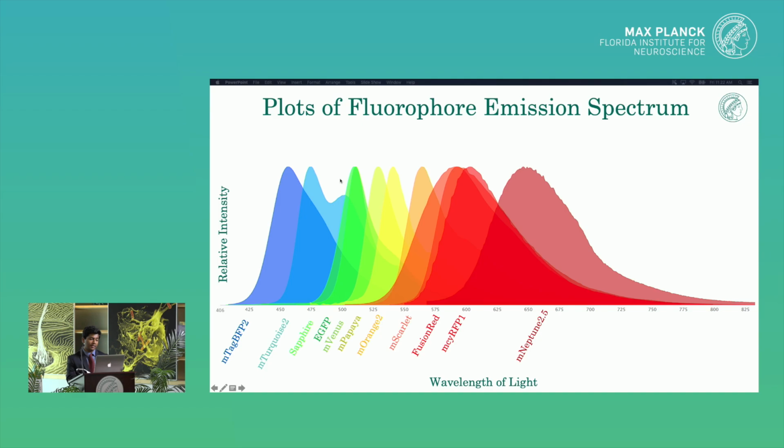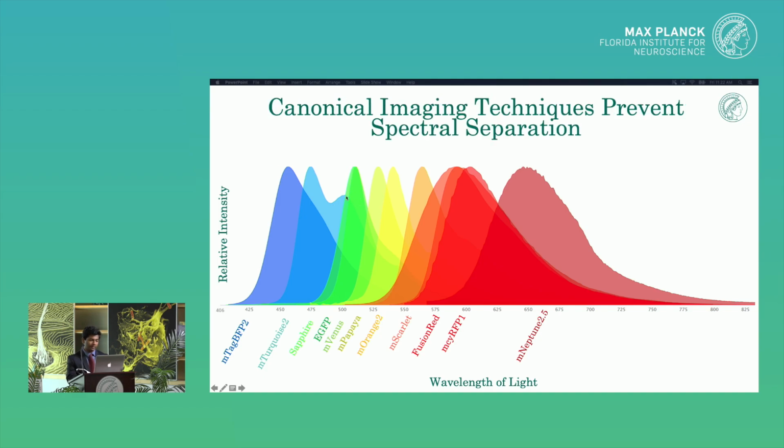But the problem here is that we have overlapping spectrums. We can see here, for example, sapphire and EGFP are essentially overlapping spectrums. This is problematic because we don't know how to differentiate between this light with our eyes, let alone, so now we've tasked the computer to do this.